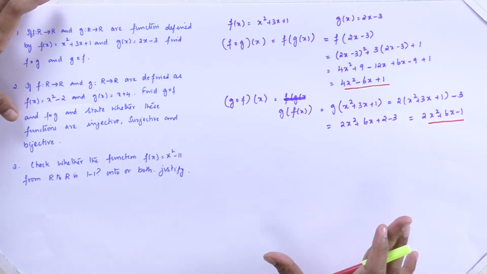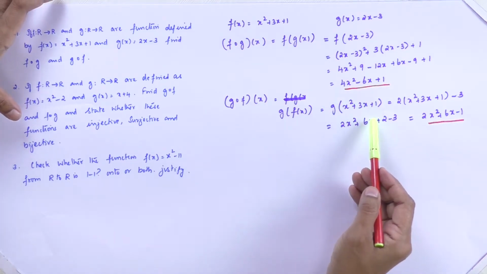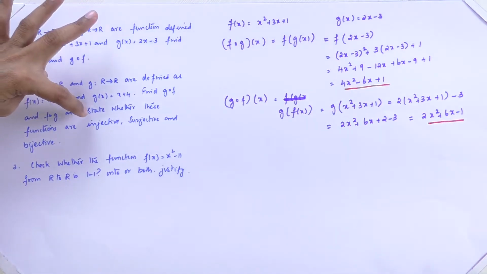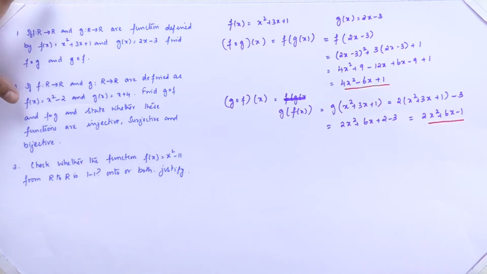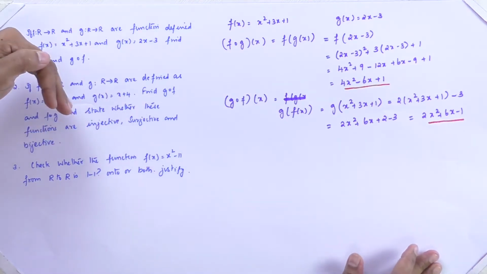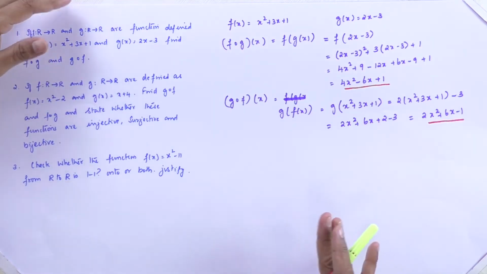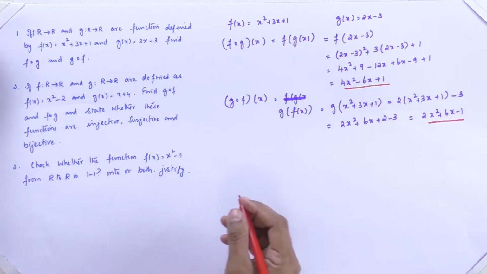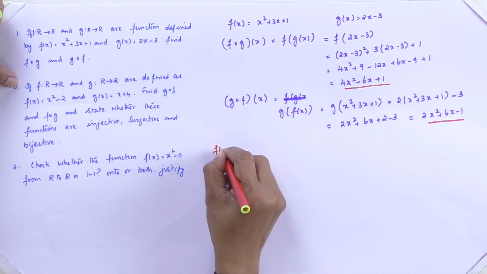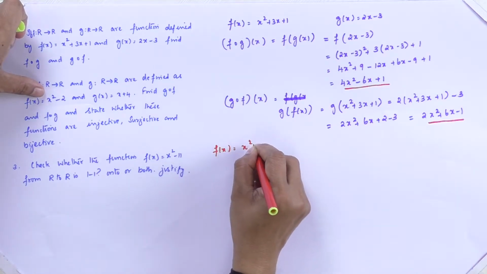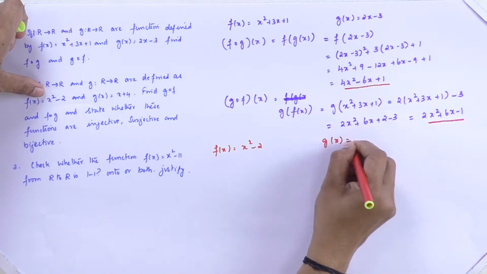So this composition of two functions, I hope you can do it since we have done the previous problem. Now we will do only this: we will check whether the functions are injective, surjective or bijective. That part alone we will do now, and this part later on you can just have a look at and then work out the problem. So now we have f of x as x square minus 2 and g of x as x plus 4.